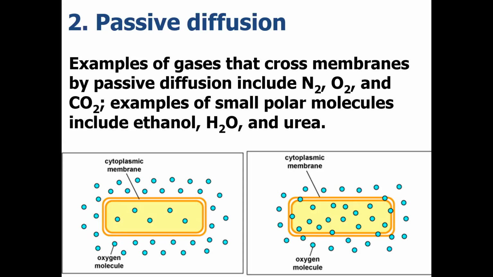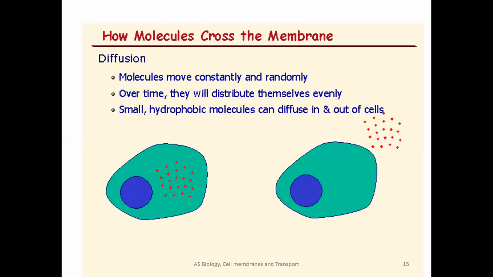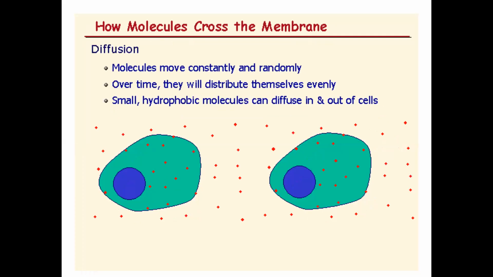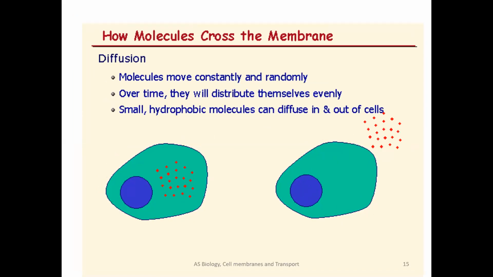By this mechanism, not only oxygen but also nitrogen gas, carbon dioxide, water molecules, ethanol, as well as some urea, which is non-polar in nature, can easily pass through the cell membrane by diffusion. Now, how do molecules cross the cell membrane? This diagram shows how the molecules are moving from higher concentration to lower concentration.